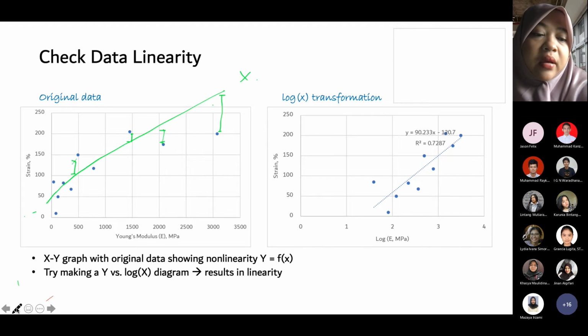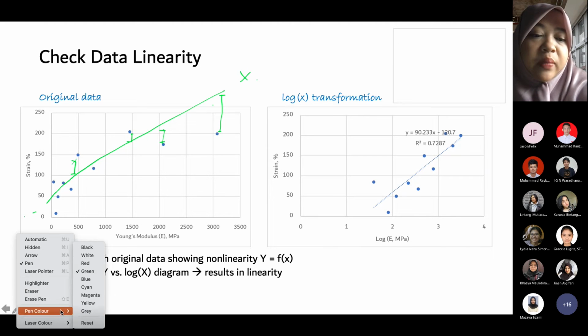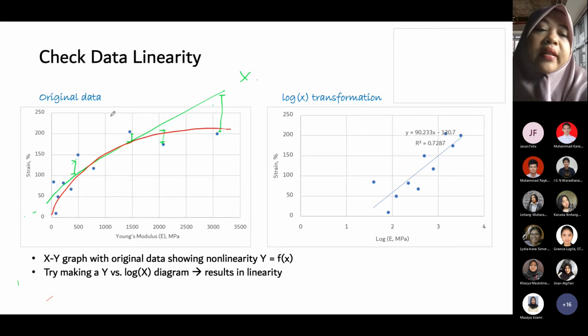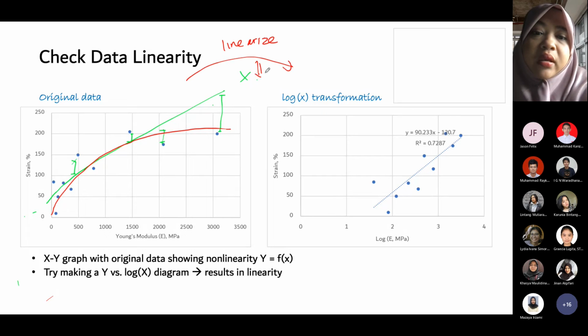So I think from our eyes, it is better if we check this one. The area looks like it is gently decreasing around here. A type of graph like this is called exponential. So the way to linearize that one is by using log.